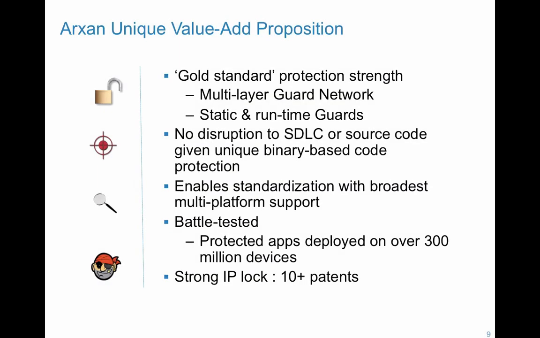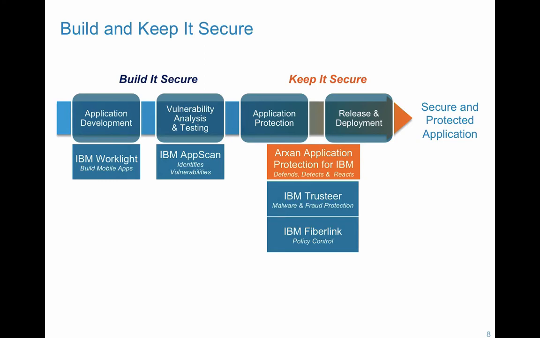Arxan brings a unique value to application security. Our multi-layered guard network offers the most robust protection, including both static and runtime guards. There are no changes to the source code, so you don't need to worry about training the thousands of source developers on our approach. We work on all major platforms, and our approach is patented and proven in the market, protecting applications running on over 300 million devices. Arxan is a validated IBM partner for its app hardening and tamper-proofing capabilities for the mobile enterprise. Customers can build secure apps and keep them secure with a proven and integrated set of tools.